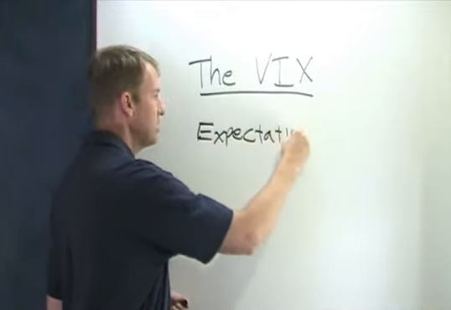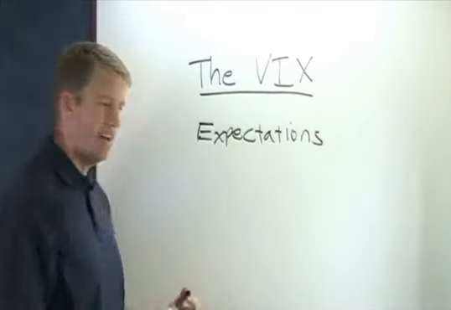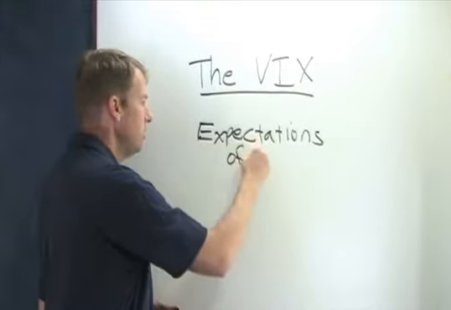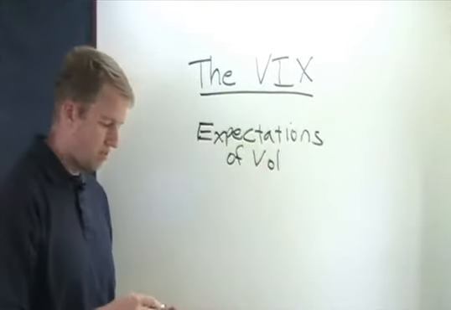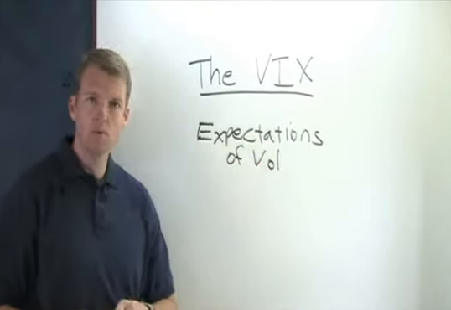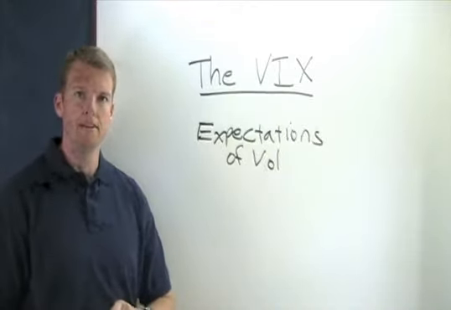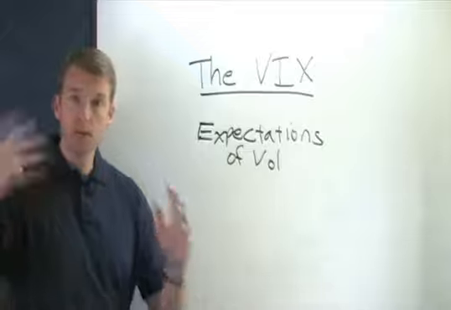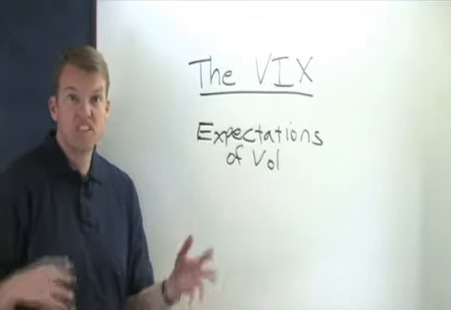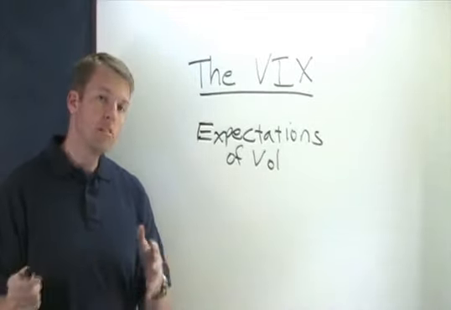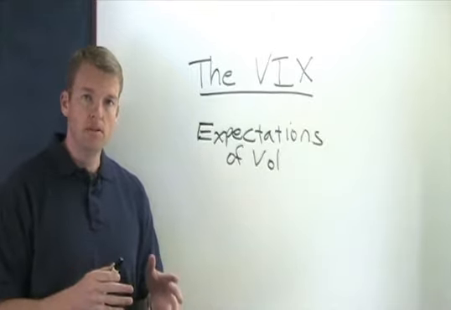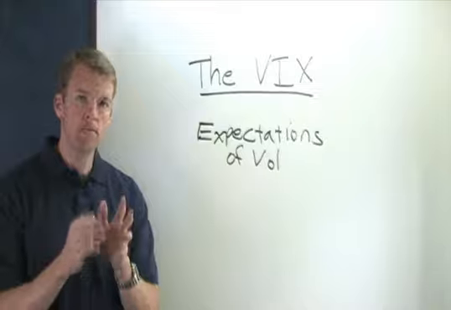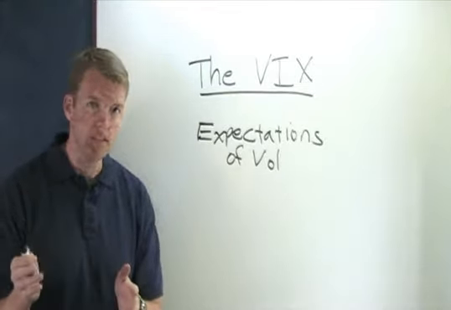But expectations of what exactly? Well, it's expectations of volatility. Now, one of the things that you need to understand is that volatility is directionless. What we mean when we say volatility is we're just talking about what traders anticipate about the market movement, up or down. How far is the market likely to move in the near term, let's say. In fact, the VIX gives us an annualized number that represents what traders think the market volatility is going to be like over the next 30 days or so.